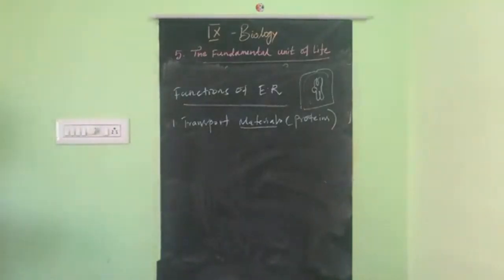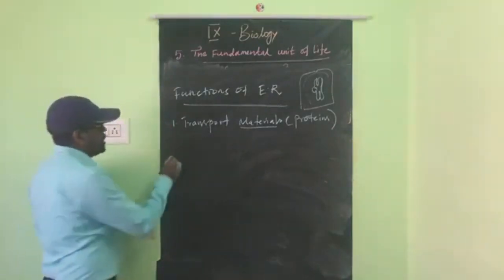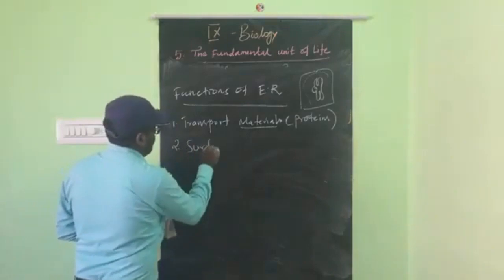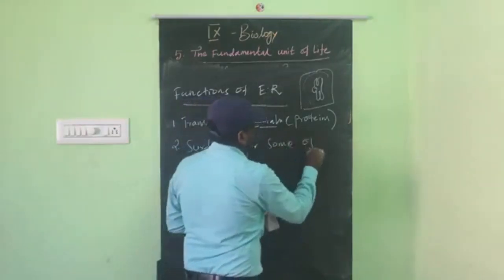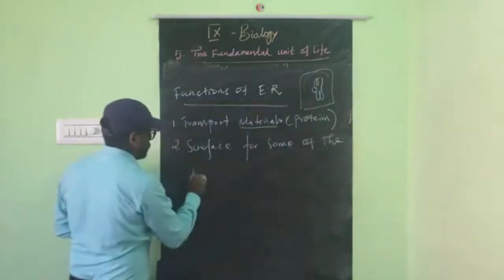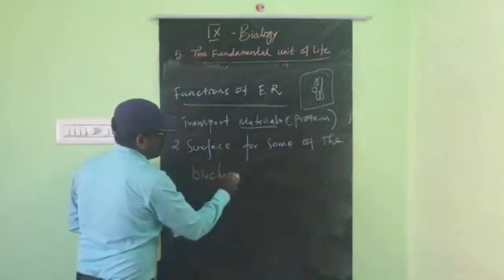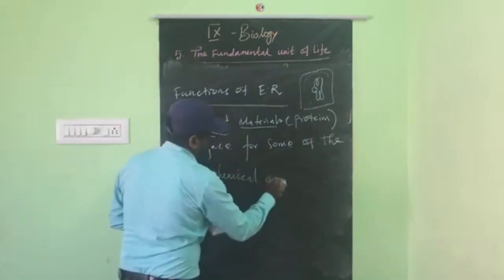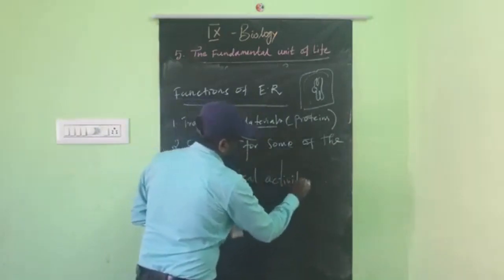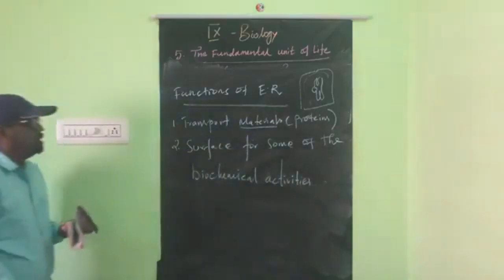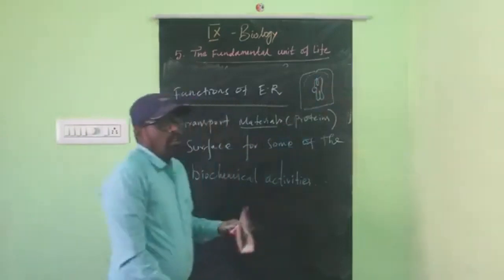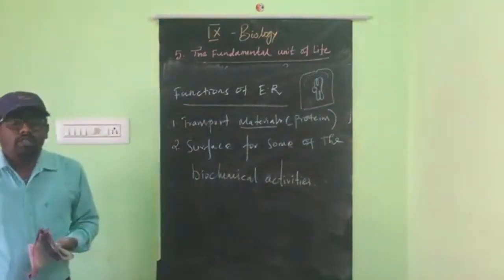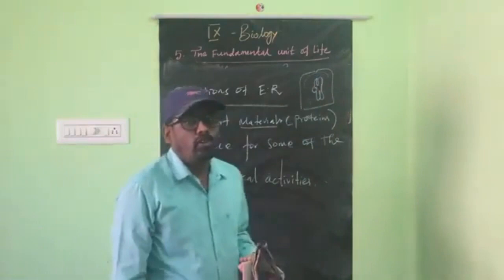The second function is to provide a surface for some biochemical activity. Some chemical reactions also occur on the endoplasmic reticulum. So these are the functions of the endoplasmic reticulum.